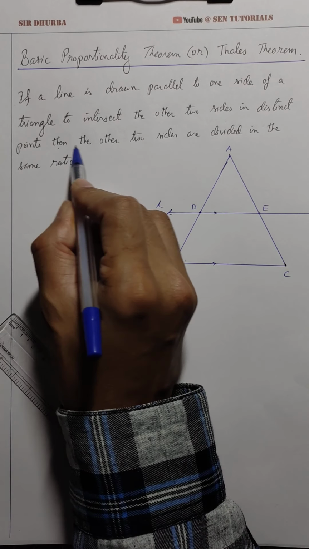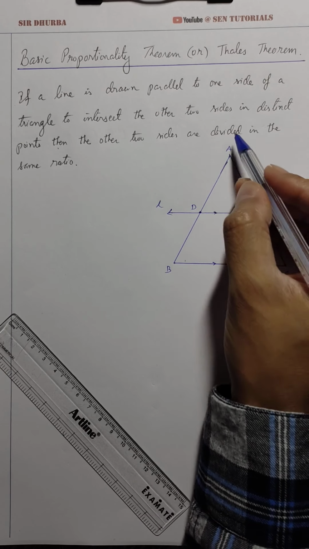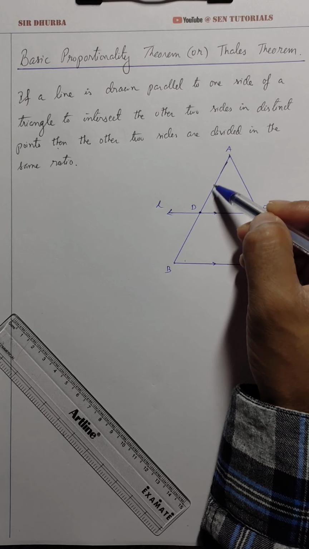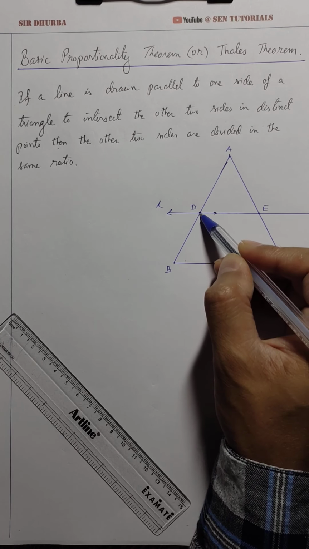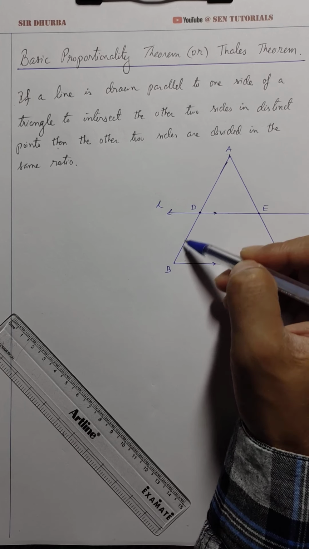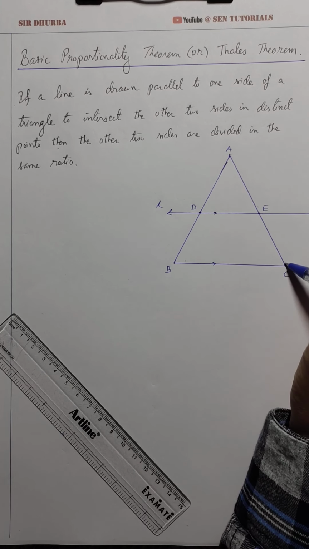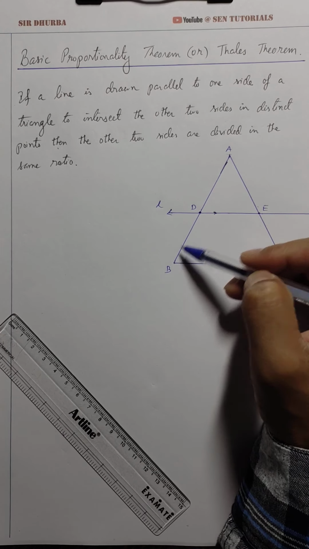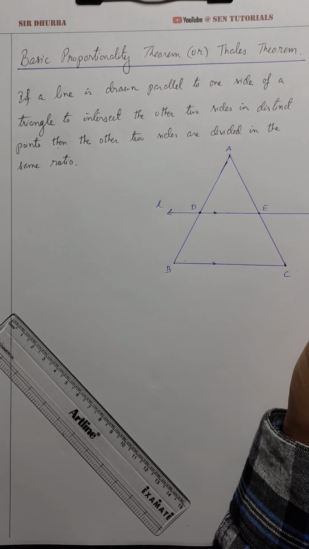Then the other two sides, AB and AC, are divided in the same ratio. Same ratio means these two sides will be divided in the same ratio by this line at the points, that is, AD by DB will be the same as AE by EC, or any way you wish to take. You can also take AD by AB is equal to AE by AC. It has to be corresponding though.